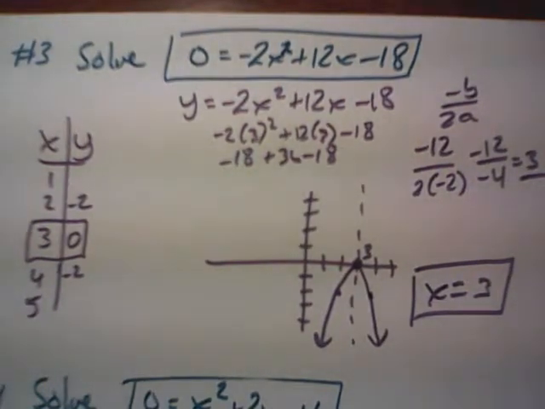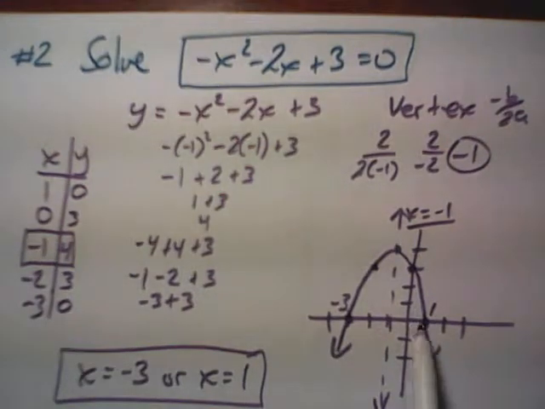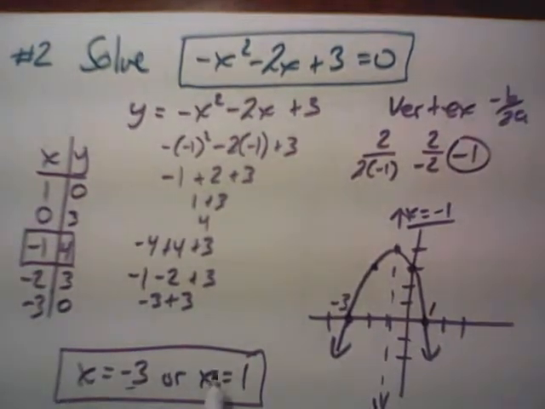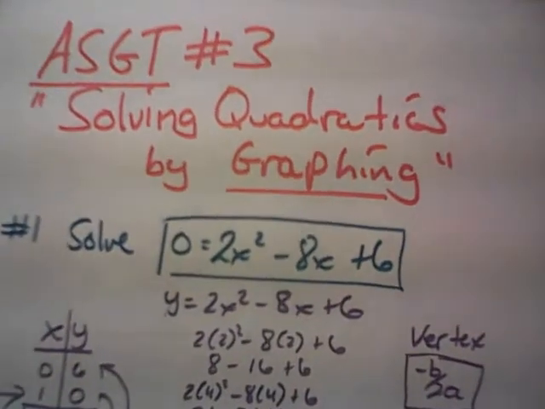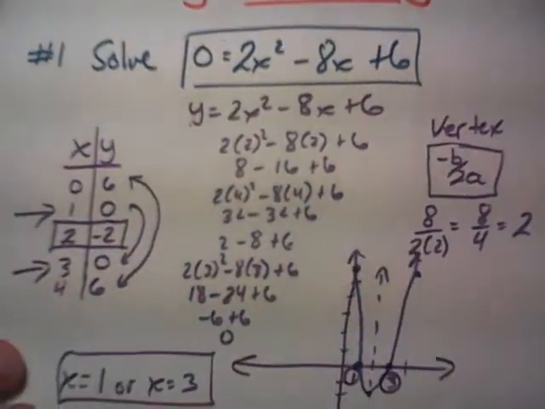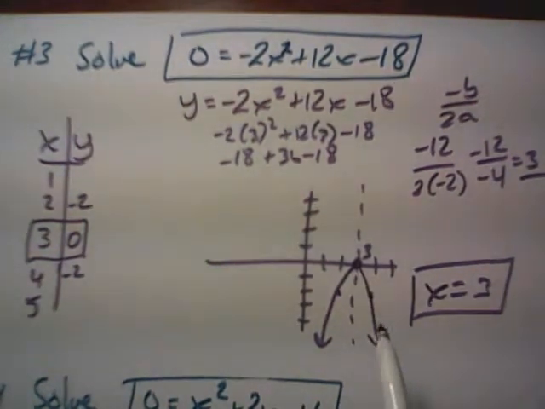So in example 1 and example 2, there were two solutions. If we look back at example 2, there were two places that it hit the x-axis, so we had two solutions, -3 and 1. In example number 1, we also had two solutions, because there were two places where it hit the x-axis, at 1 and 3. But in example number 3, there's only one solution, because the graph only hits it one time.